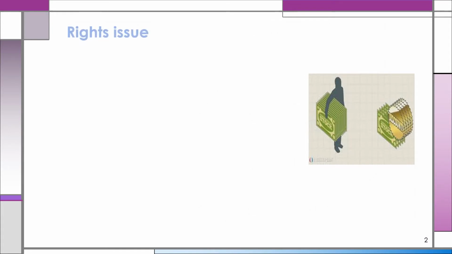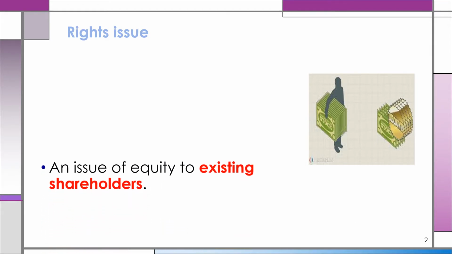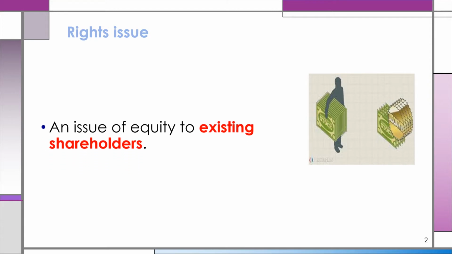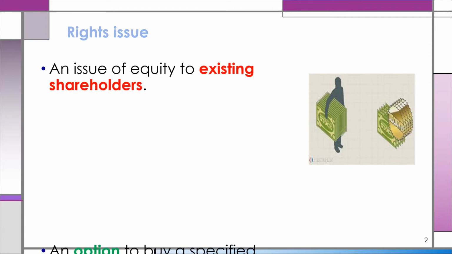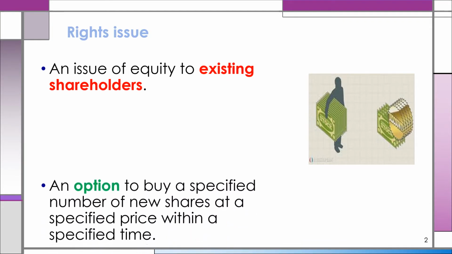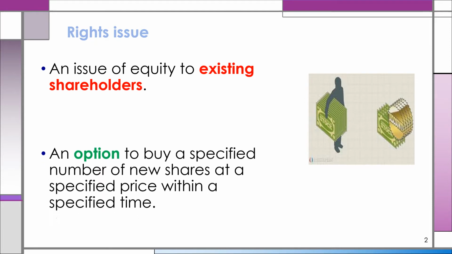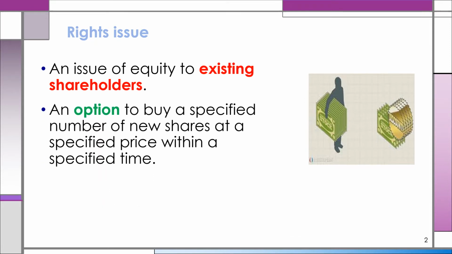What is a rights issue? Rights issue or rights offering is an issue of equity to existing shareholders. Here, each shareholder is issued an option to buy a specified number of new shares from a company at a specified price within a specified time, after which the rights expire.